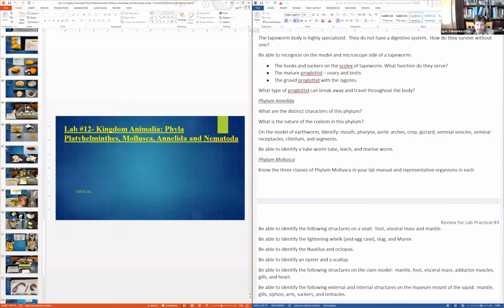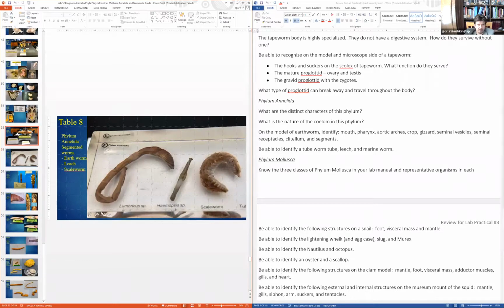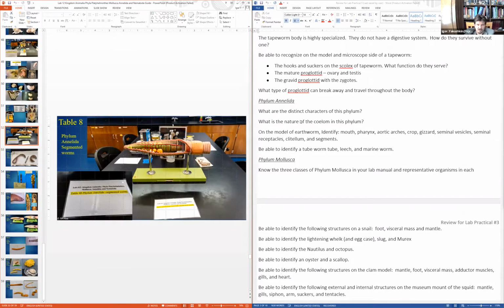So here we're looking at the phylum Annelida, earthworms and such. What are the distinct characteristics of this phylum? Segmented body, first. They are still bilateral, they still have a head, but a segmented body, a closed circulatory system, and now they have a complete digestive tract from the mouth, intestinal crop, etc., and then anus. It's a tube. It's no longer a sac.